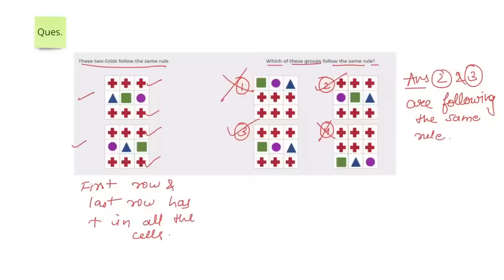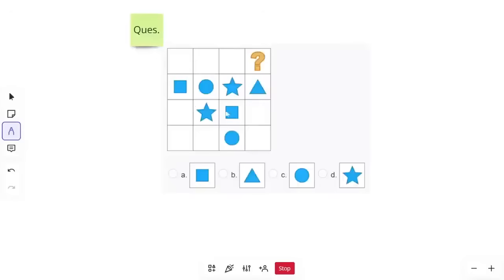So let's now move on to the next question. Let's try to solve this question. Here we have a question mark given to us. We need to find out of the given options which symbol can come in the place of question mark. The options that we have are square, triangle, circle, and star.